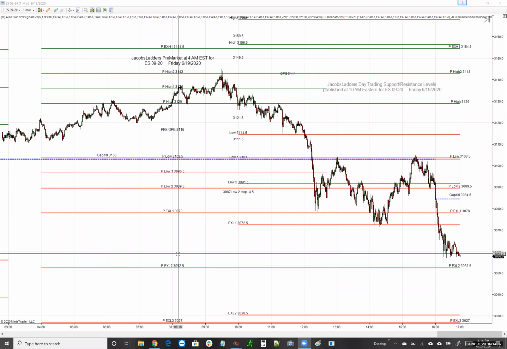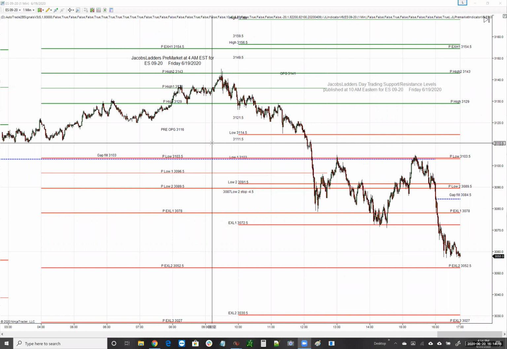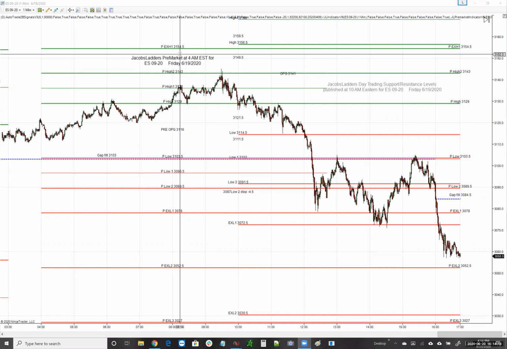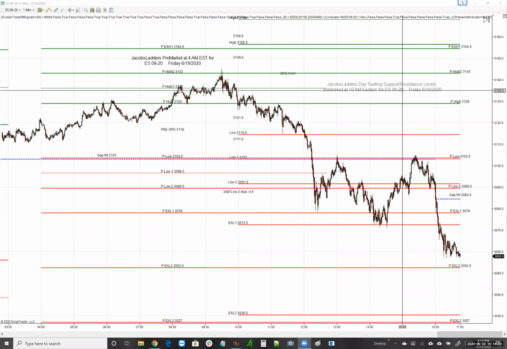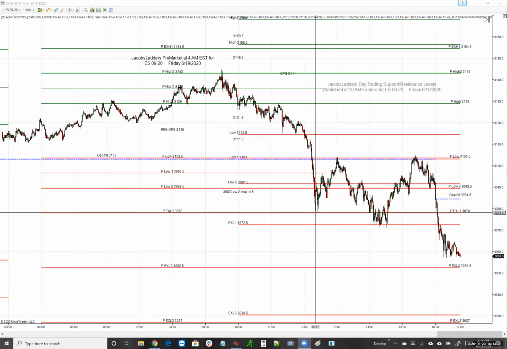Hello, in this video, I will be explaining how the price action is plotted on my Jacobs Ladders levels so that it is easier to navigate and find trade setups. These levels are published at 4 a.m. for pre-market levels and at 10 a.m. for regular trading hours levels. As a combination, they often give you a very good price map for the trading action for that day.